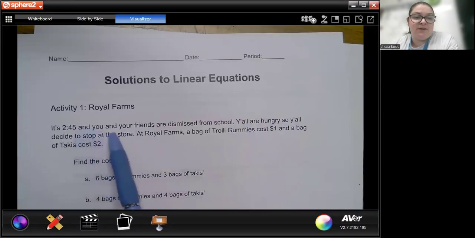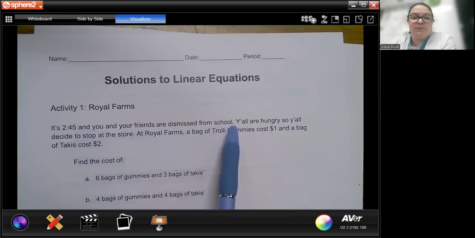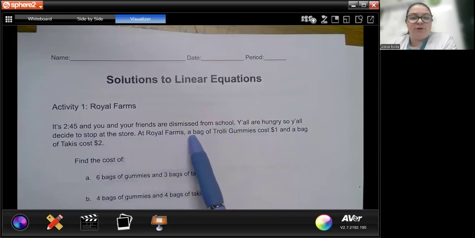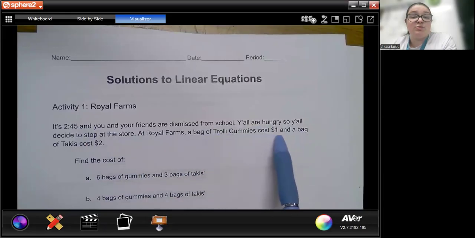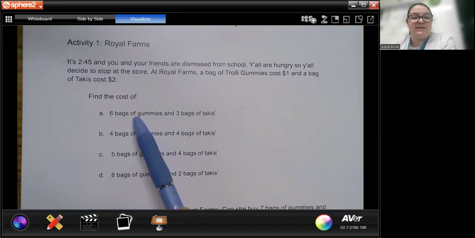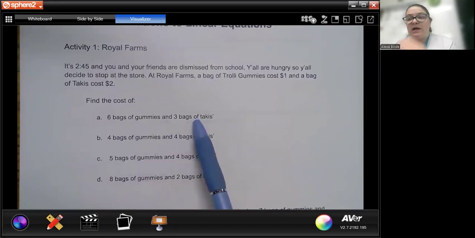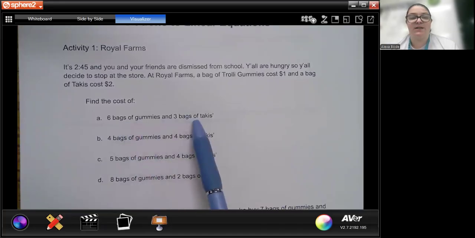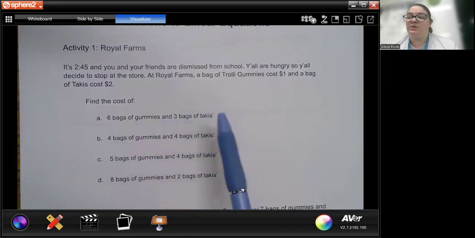So our first activity is we are shopping at Royal Farms. It's 2:45 and you and your friends are dismissed from school. Y'all are hungry, so y'all decide to stop at the store. At Royal Farms, a bag of trolley gummies costs $1 and a bag of Takis costs $2. Find the cost of 6 bags of gummies and 3 bags of Takis. Do this on your paper and then answer in the Nearpod.